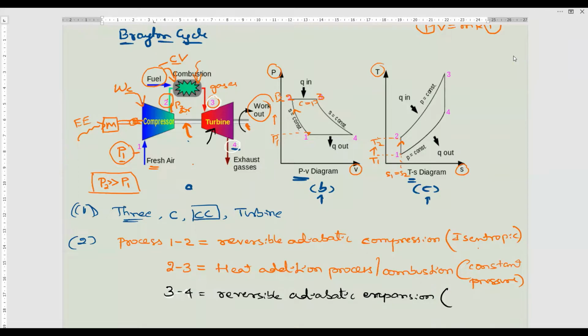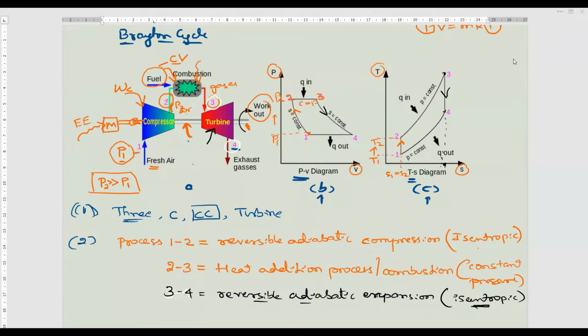So what type of expansion? It is reversible adiabatic. It is also called isentropic expansion process. So here 3 to 4 is isentropic expansion, represented with a curved line in the PV diagram. As you said, isentropic means entropy constant. So during 3 to 4, the entropy is constant here. So these are 3 processes.